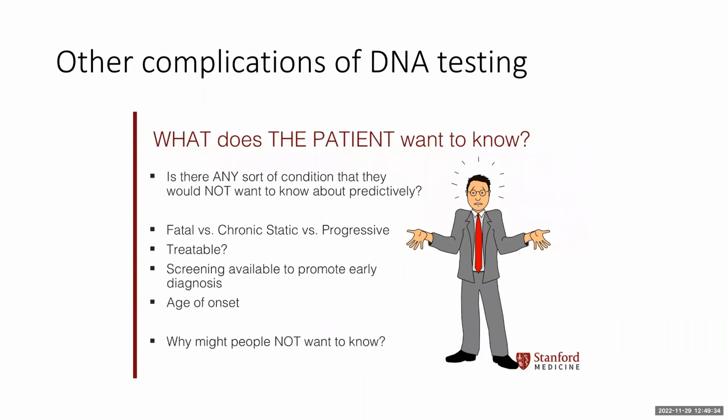For example, fatal versus chronic versus progressive treatments. If you know that it's fatal and untreatable, is it worth knowing? Hard to say. If it is treatable, it's probably more worth knowing. If you can diagnose early, is it easier to treat? When is it going to happen?